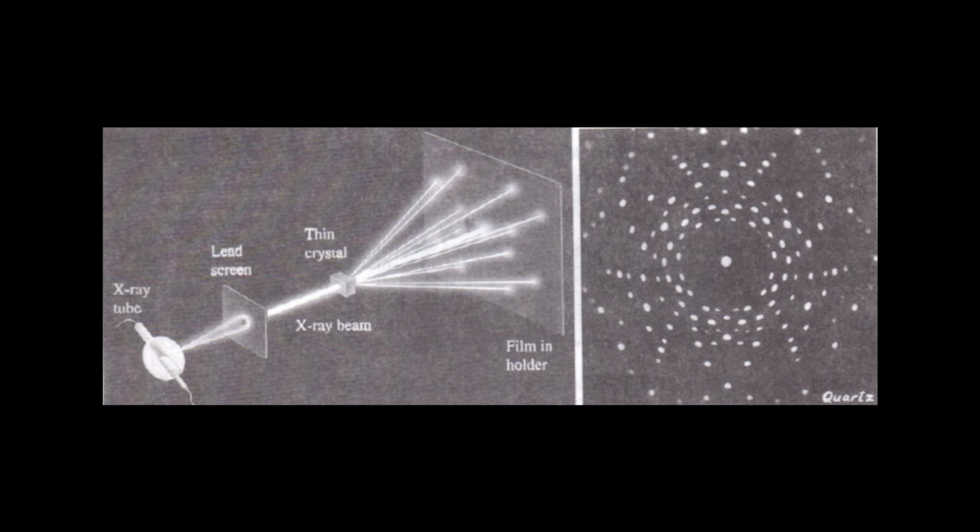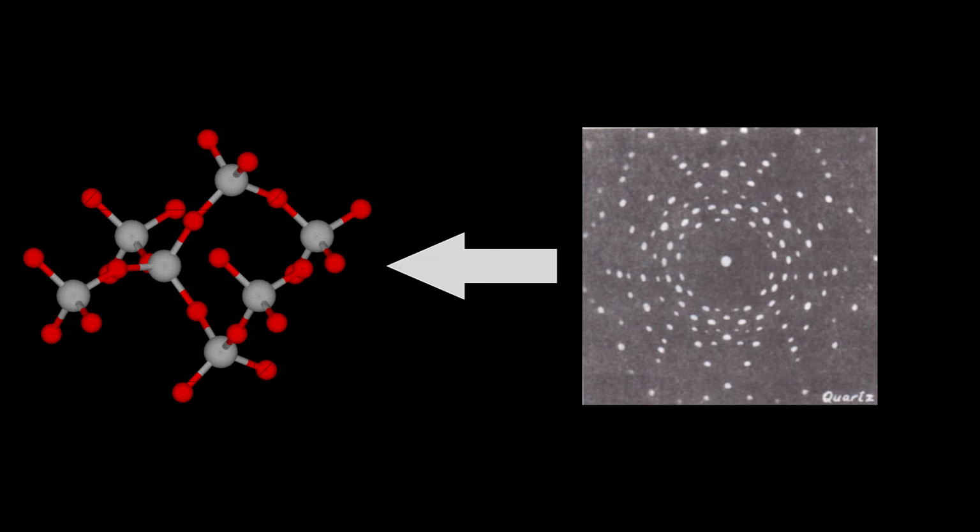The one that you're seeing on the right is the diffraction image, for example, of quartz, and the image on the left represents the experimental setup he used. The diffraction image is the fingerprint of the crystal, which represents the arrangement of the single atoms inside of it. So every crystal structure has its own diffraction image, and from the diffraction image you can work back to the single position of the single atoms inside of the crystal.